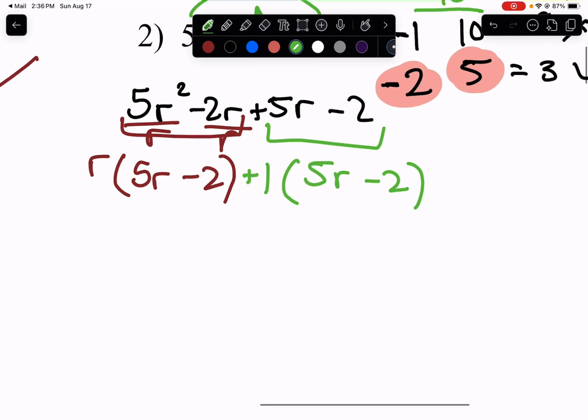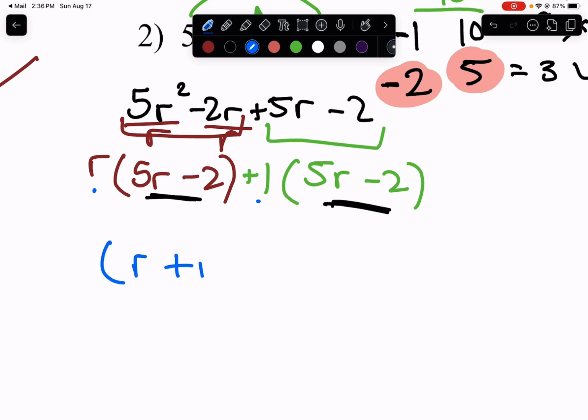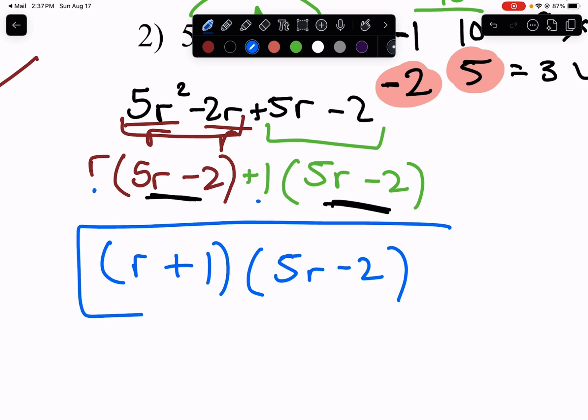All right, and I look and these binomials match, which means I've done a good job. So I'm going to go ahead and take the two common factors here and make a binomial. So I'm going to do r plus 1. And then I'm going to write the repeated binomial once. All right, so this is my answer here.